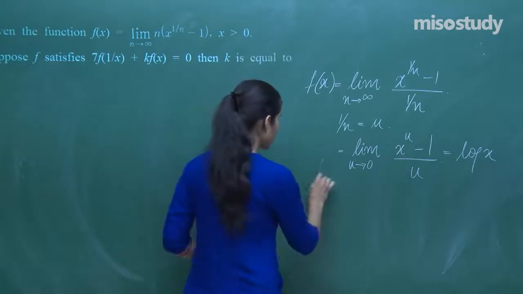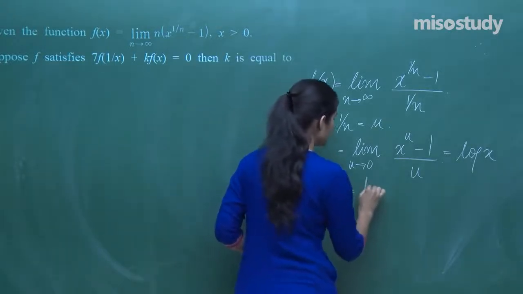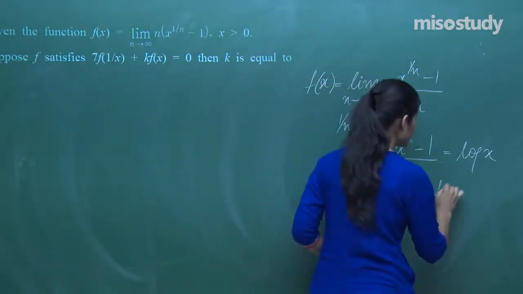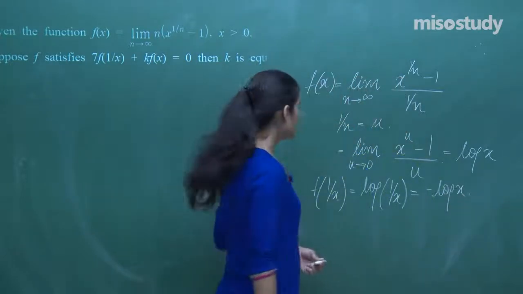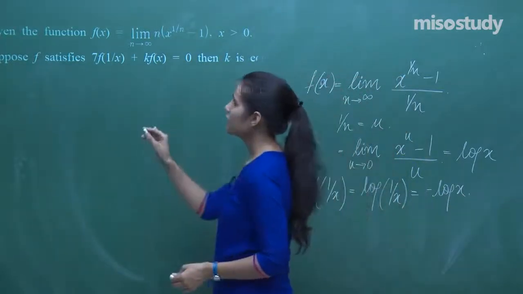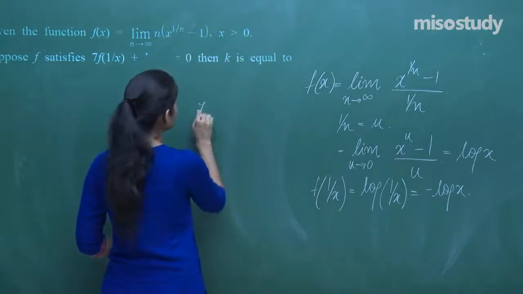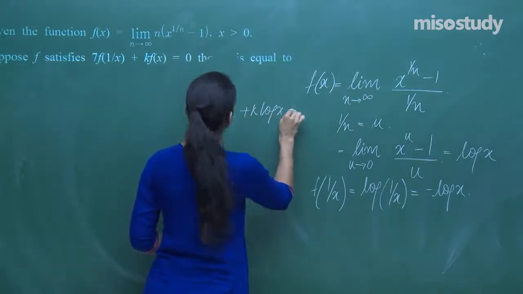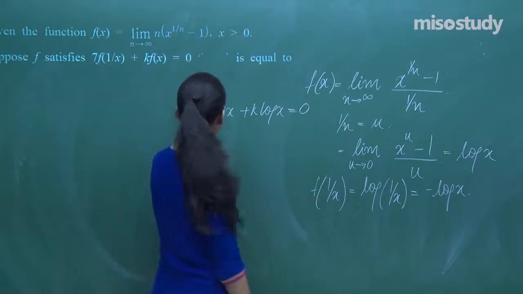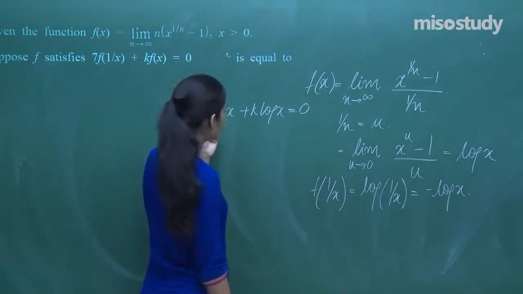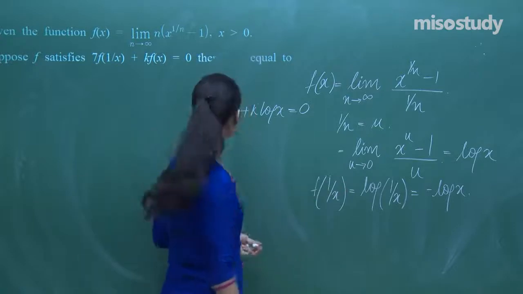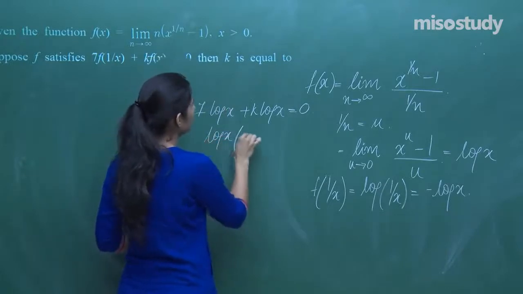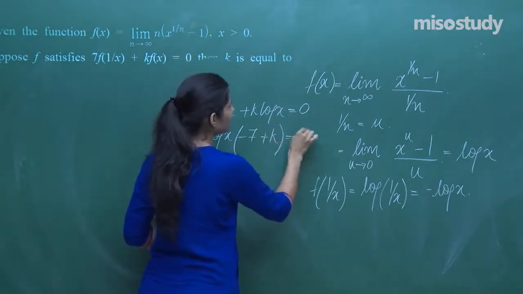So f(x) is coming out to be log x. What is f of 1 by x? It is obviously log of 1 by x, which is log 1 minus log x. Log 1 is 0, so you just have minus log x. When you incorporate these values over here, you get 7 times f of 1 by x. So 7 times minus log x plus k times log x equals 0, isn't it? Minus 7 times log x, because f of 1 by x is minus log x. So you have minus 7 times log x plus k times log x. So this is log x into (minus 7 plus k) is 0.